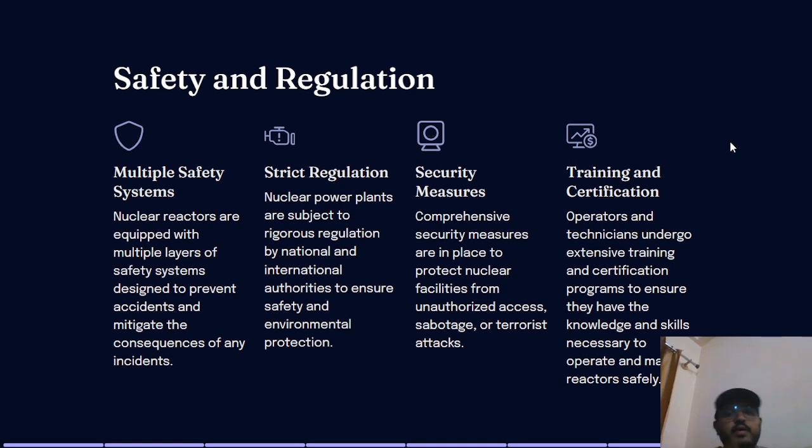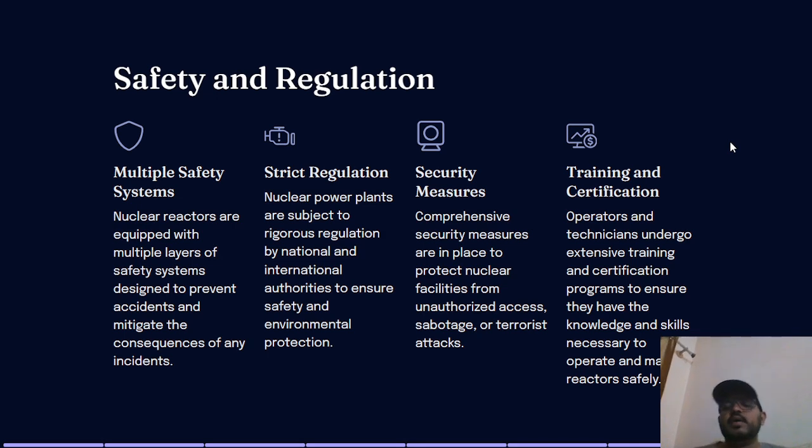Strict regulations: nuclear power plants are subject to regulations by national and international authorities to ensure safety and environmental protection. Security measures: comprehensive security measures are in place to protect the nuclear facilities from unauthorized access or terrorist attacks.